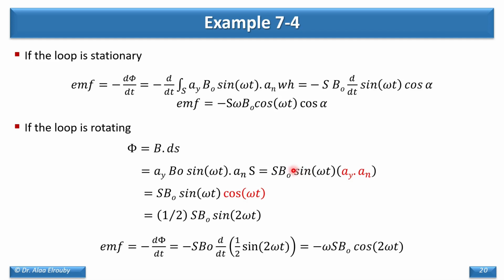So we have one time dependence because of the field, and another time dependence component because of the rotation. We just do the sine cosine multiplication. It will give us sine 2 omega t divided by 2. So this is the expression for phi. The EMF equals minus d phi by dt. So we just apply that and we get the expression of EMF.